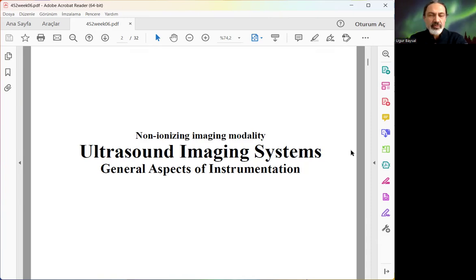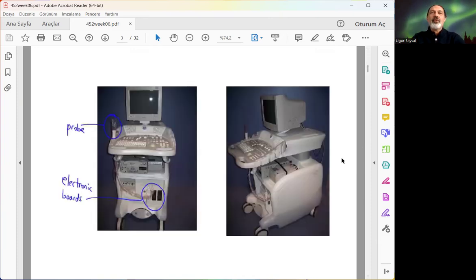Now it's time to have an idea of how these theories are applied in today's state-of-the-art systems utilized for ultrasound imaging modalities in health centers. So this is called hardware, but more generally, instrumentation aspects of the theoretical information.